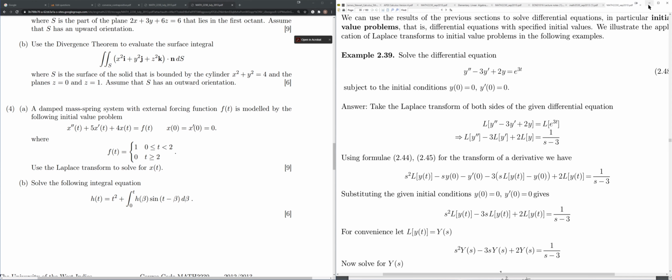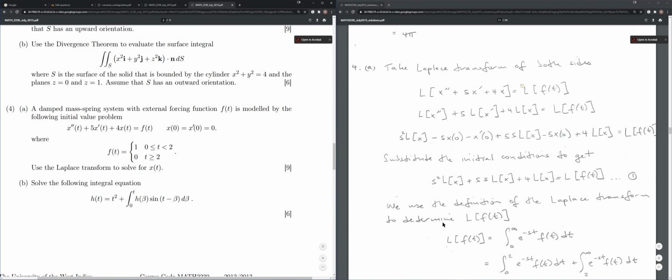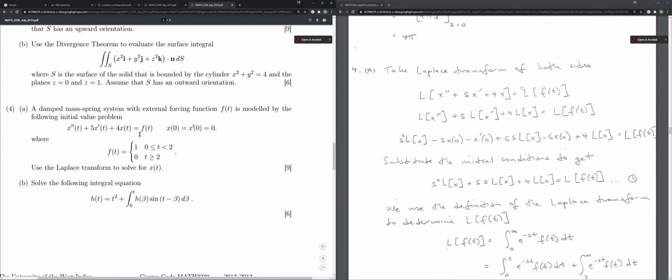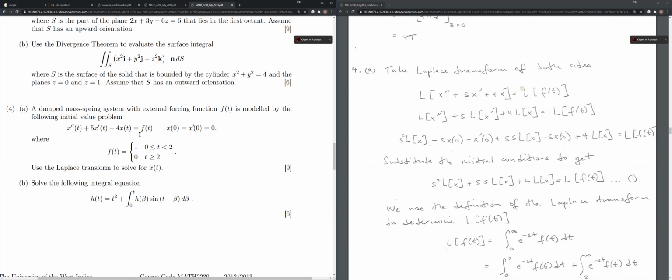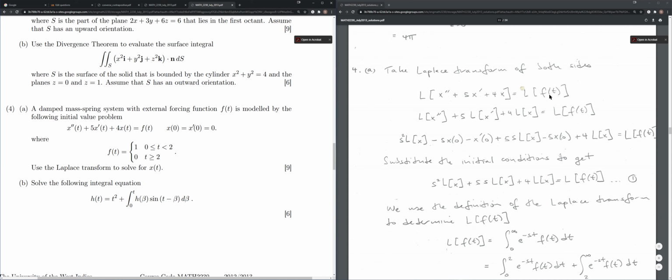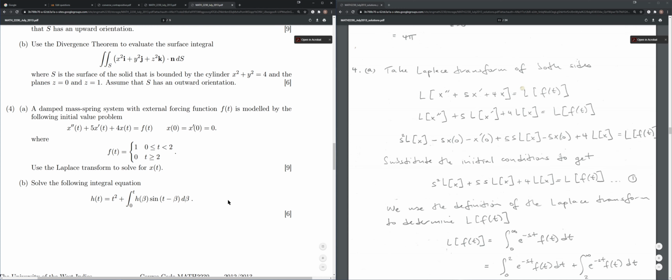Anyway, let's solve this using a Laplace transform. The method is basically the same as what we did for the previous example. You take the Laplace transform on both sides of your differential equation. I use linearity to break up my left-hand side, and I still need to work out the Laplace of f of t. Now I use my formulas for the Laplace of the second derivative and the Laplace of the first derivative.